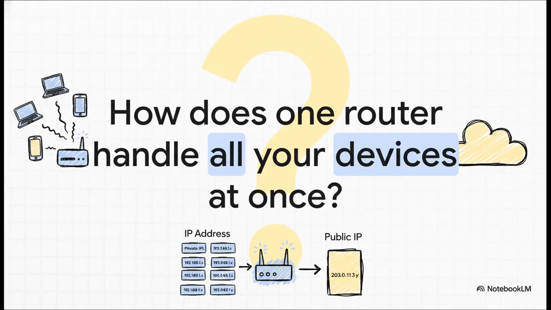I mean, just think about your house right now. You've got your phone, your laptop, maybe a smart TV, a tablet. All of them are online, all at the same time through one single Wi-Fi router. So how in the world does that little box juggle all of those conversations without getting everything mixed up? That's the exact question we're going to answer right now.